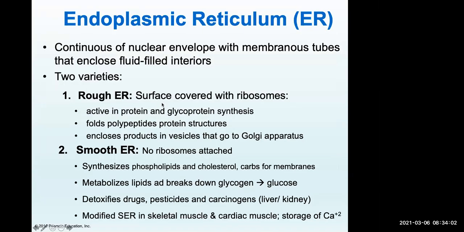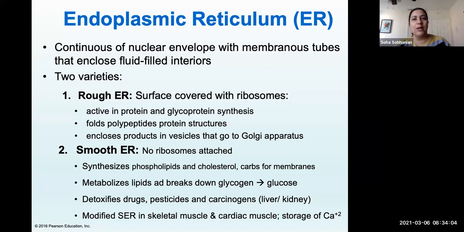So what is the smooth ER if it has no role in protein synthesis? What do we need that for? The main functions, and I listed four, which is a lot for a relatively small organelle. So what does a smooth ER do? A smooth ER is first of all synthesizing things like phospholipids, cholesterol, and carbs for the membrane.